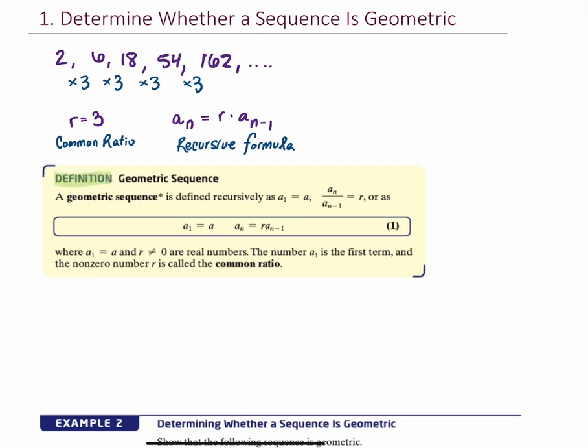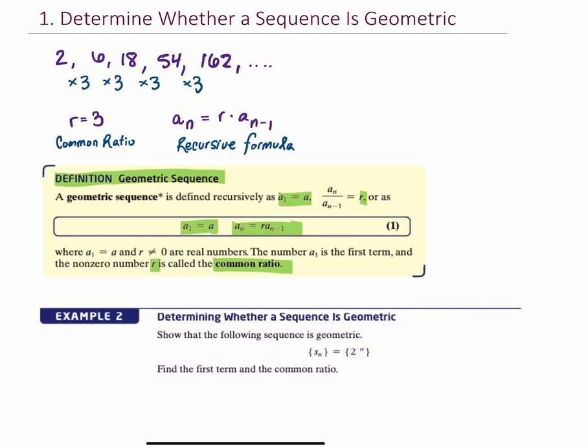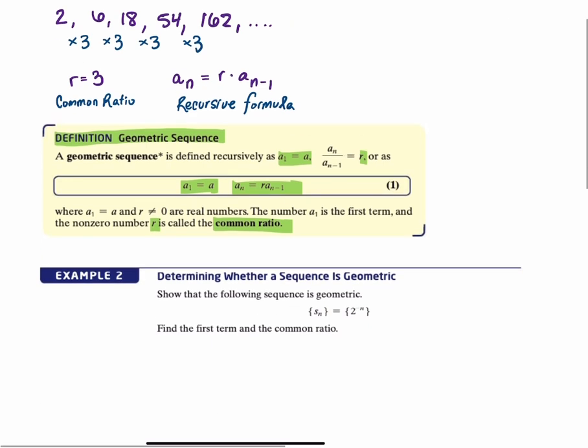So from the text, a geometric sequence is defined recursively in the way we just did. So we have our first term, and then our common ratio is r. So we'll list our first term, and then the nth term is the previous term times r, where r is the common ratio. So let's look at how we can determine first if a sequence is geometric. We're saying that if we divide consecutive terms, we get the same value every time. So we can do this generally.